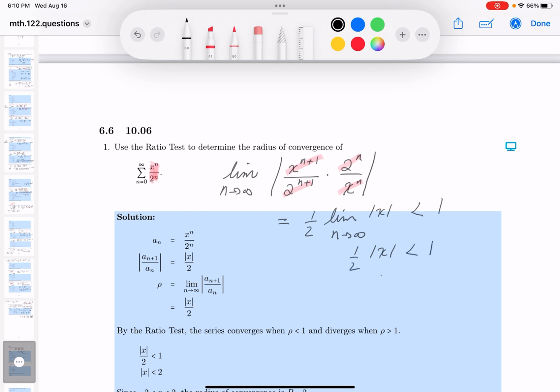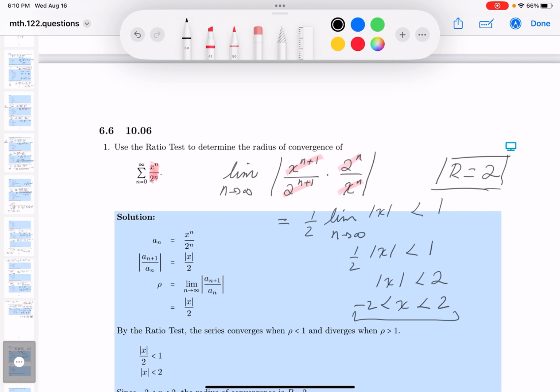Well, what do you get there? The absolute value of x less than 2, which means x is between 2 and minus 2. What's the radius over there? Well, if you look at this over here, the length of the interval is 4 units. Half of that is going to be 2. So we say the radius of convergence in that one over there is 2.